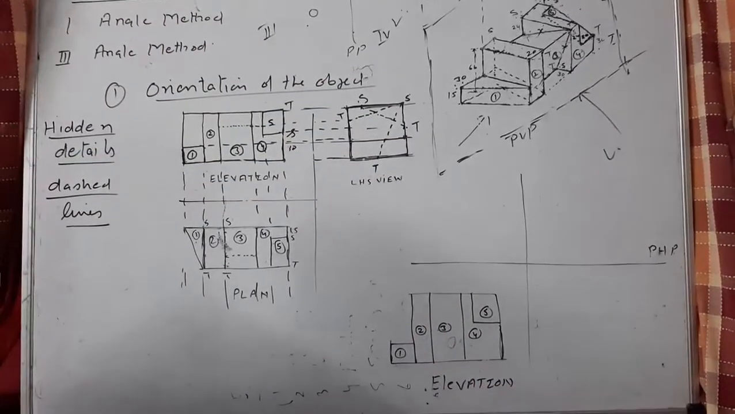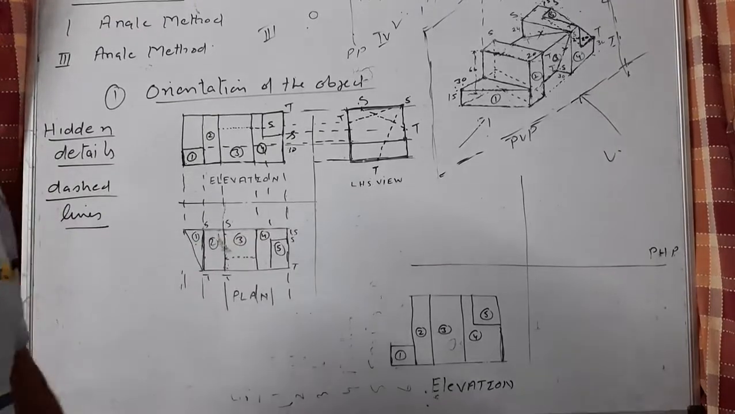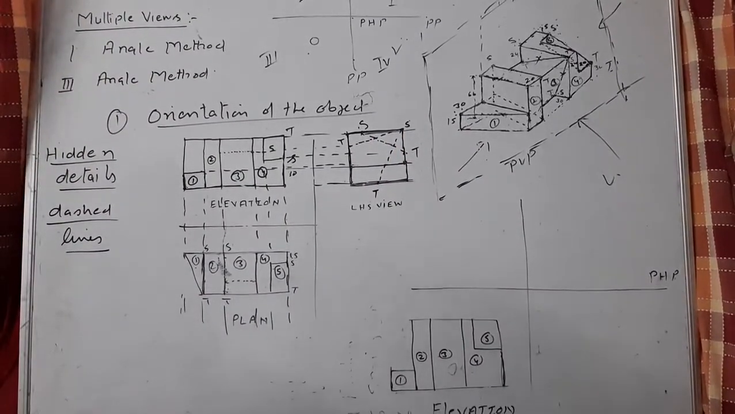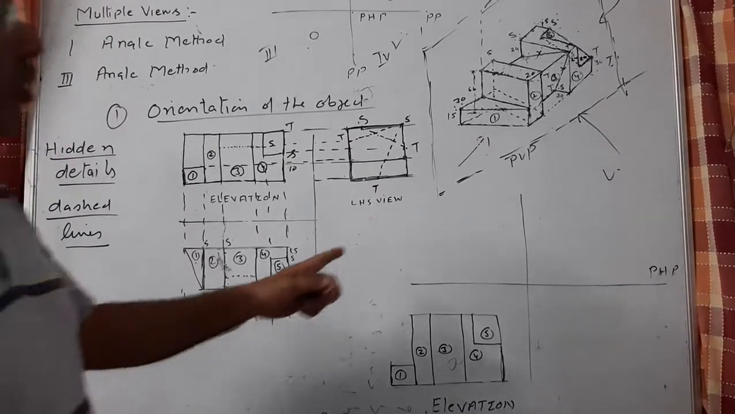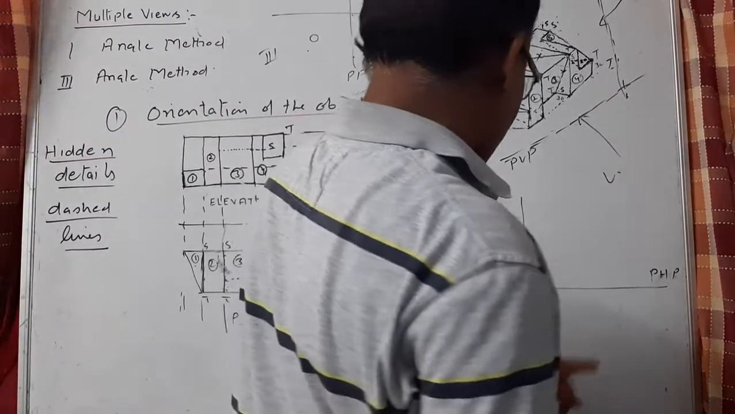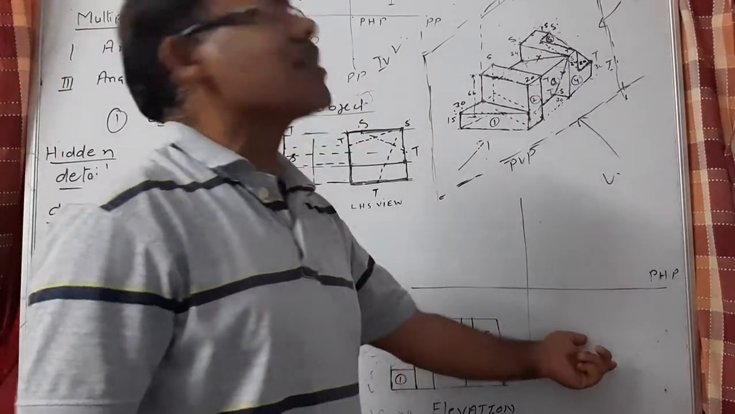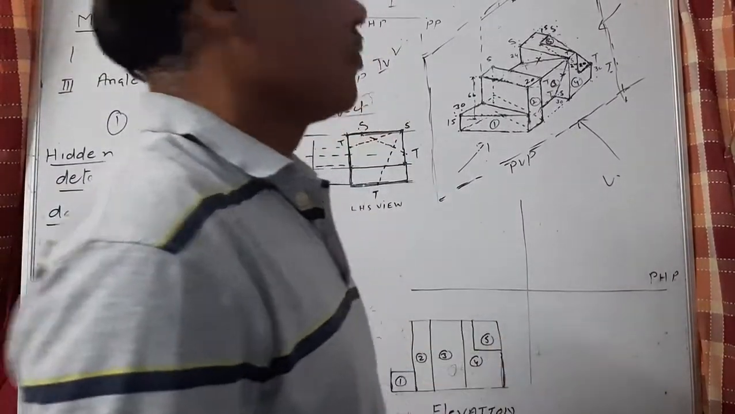This is the elevation. Then let us come to the side view. Now what will happen to the left hand side view? This left hand side view, because it is at the right, this would be right hand side view. I am trying a right hand side view for this object over here.